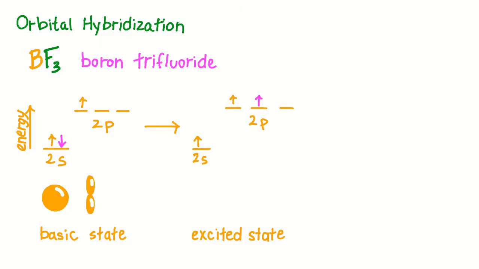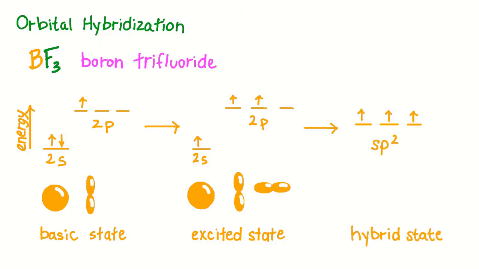Just as before, one of the electrons in the 2s orbital will become excited, which promotes it to a vacant 2p orbital. Now, there are 3 unpaired electrons in the 2s and 2p orbitals. These will be hybridized to create 3 identical sp2 hybrid orbitals. The sp2 hybrid orbitals are oriented so that each lobe points towards one of the corners of a triangle.